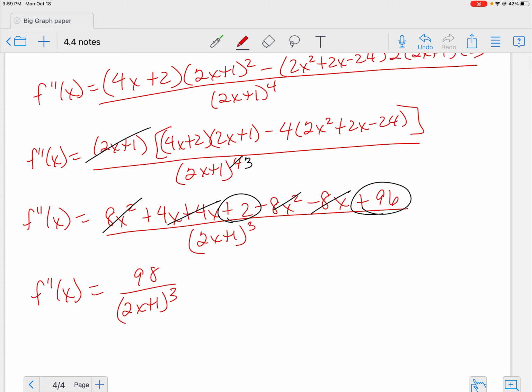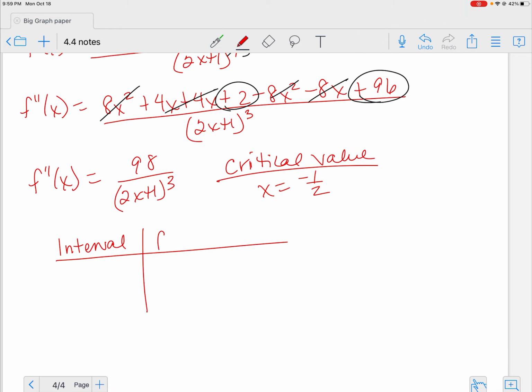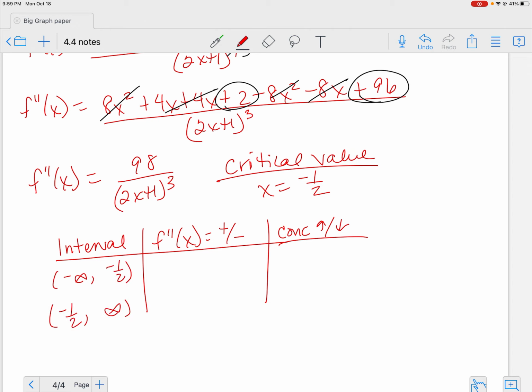So what's a critical value then? Yeah, just a negative 1/2 right there at my asymptote. Cool. I don't have to worry about that numerator. So let's make our chart. We've got an interval. I want to know where my second derivative is either positive or negative, and that's going to tell me if it's concave up or down. I'm going from negative infinity to a negative 1/2 and a negative 1/2 to infinity.